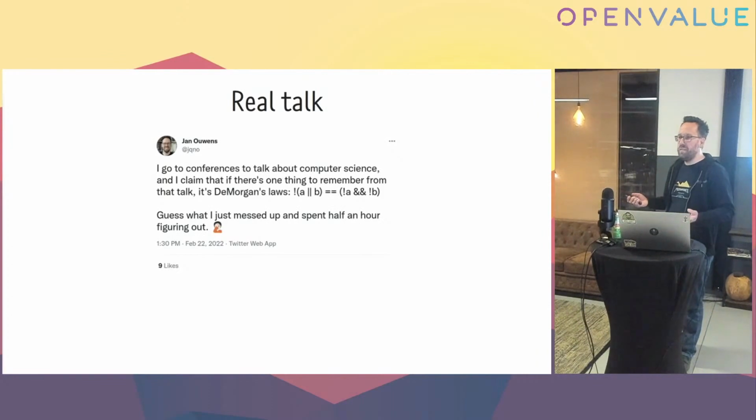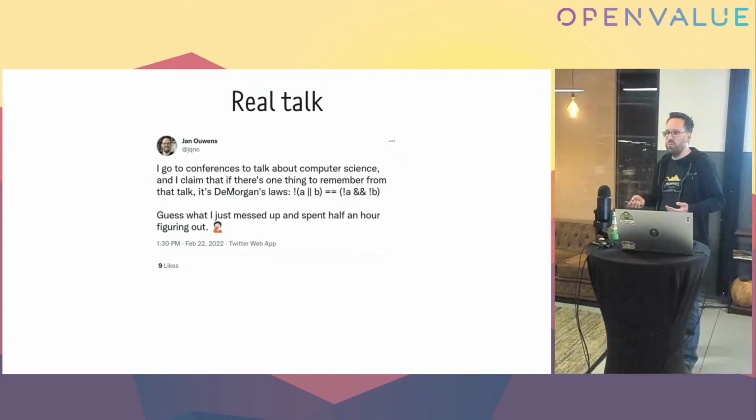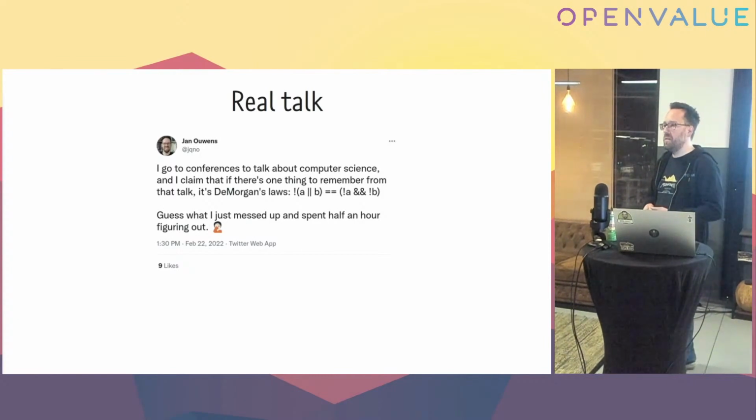And this is something that I still do wrong. This was 2 weeks ago. I spent way too much time debugging something that I could have fixed just by applying De Morgan's law.